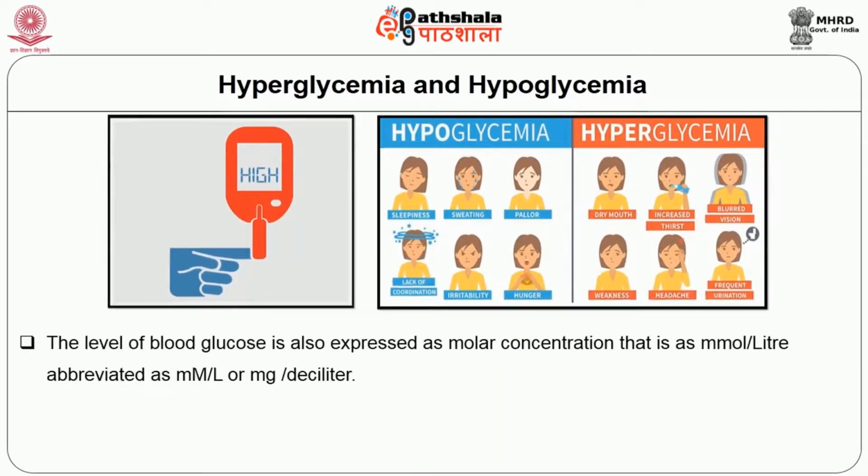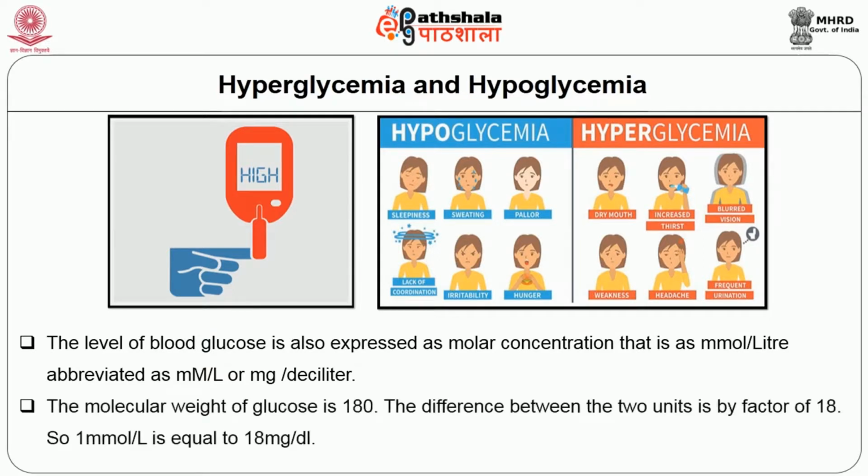The level of blood glucose is also expressed as molar concentration, that is as millimole per liter abbreviated as mmol/L, or as milligram per deciliter. The molecular weight of glucose is 180. The difference between the two units is by factor of 18. So 1 millimole per liter is equal to 18 milligram per deciliter.